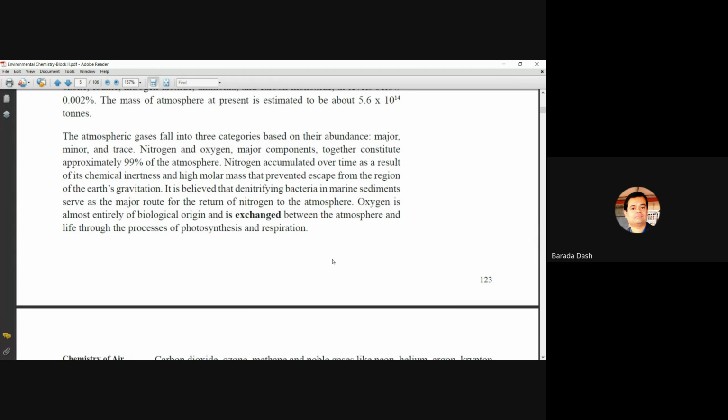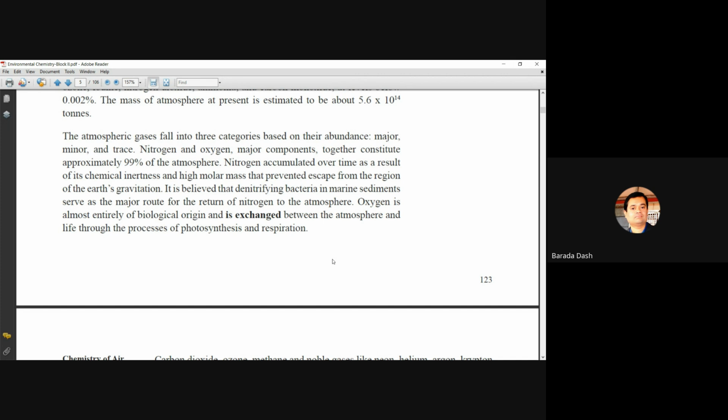The major gases, nitrogen and oxygen, constitute about 99% of the atmosphere. Nitrogen accumulated over time as a result of its chemical inertness and high molar mass that prevented escape from the region of Earth's gravitation. So gradually nitrogen was formed, and because it is chemically inert and has a high molar mass, it was prevented from escaping Earth's gravitation. It is believed that denitrifying bacteria in marine sediments serve as the major route for the formation of nitrogen in the atmosphere. Oxygen is almost entirely of biological origin.